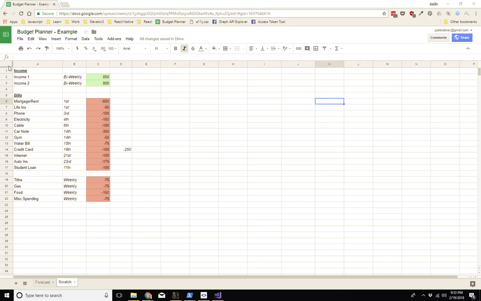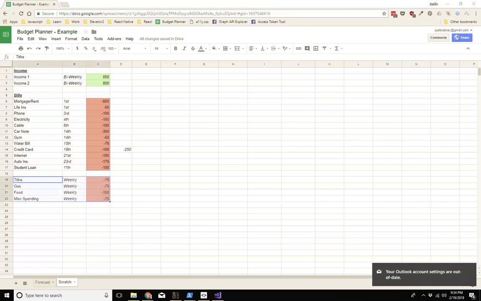Then you have the bills. I've separated the bills by monthly bills and then by weekly bills. All right, let's jump right into the actual spreadsheet itself. Note that this sheet right here does not feed any information in the next sheet. It is just here to talk about the budget we are going to be forecasting before we jump into the next screen.